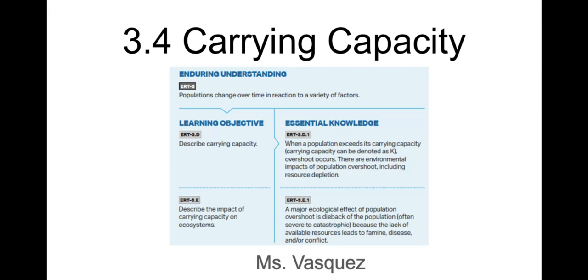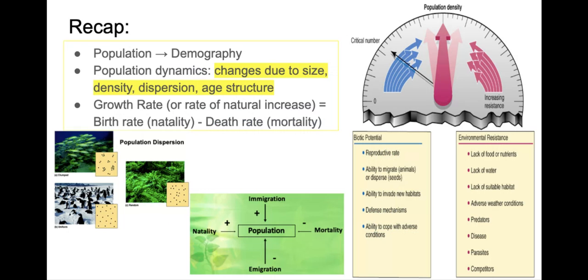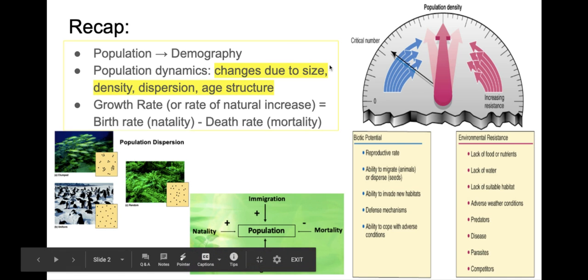So let's start with carrying capacity, even though we already mentioned carrying capacity in previous videos, and I'm sure you've seen them in previous classes. Let's just focus on where we are right now. So recapping from last week, the study of populations is done by demography, right? And there are dynamics for these populations. Dynamics means that there are going to be changes in the size of the population, in the density, dispersion, and the age structure. So the sizes are going to change for populations depending on factors that affect the population growth.